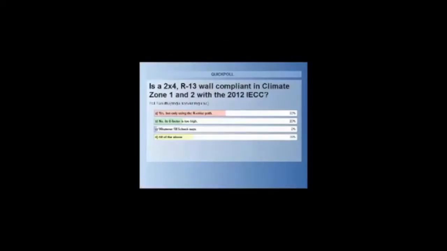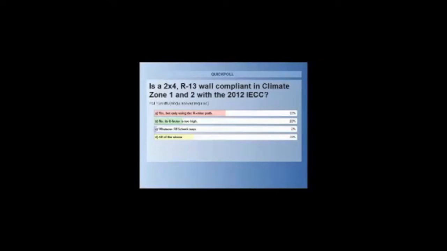All right, so about 50% say yes, but only using the R value path. 20% say no, the U factor is too high. 28% say all of the above, and just a couple say whatever REScheck says.